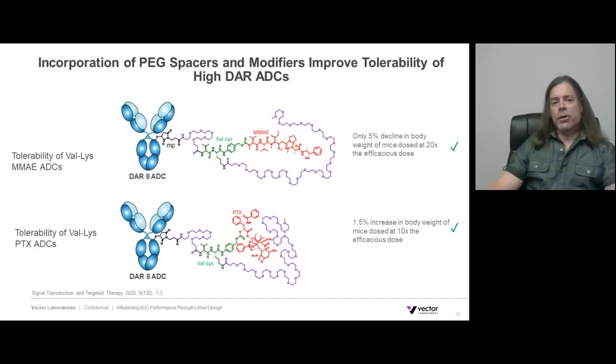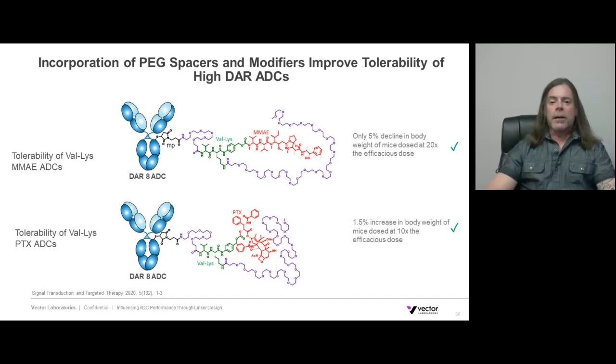And these two examples just show this same strategy can be applied for different combinations of cleavable triggers and payloads. In that top example, it's a DAR8 ADC that has the same MMAE payload as in the previous example, but now the cleavable trigger is changed out to val-ile. And in this case, there's only a 5% decline in the body weight of mice dosed at 20 times the efficacious dose. In the example on the bottom, it's another DAR8 ADC.